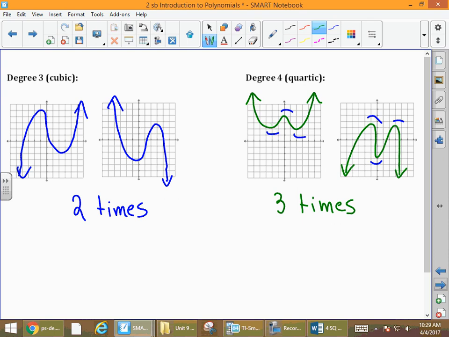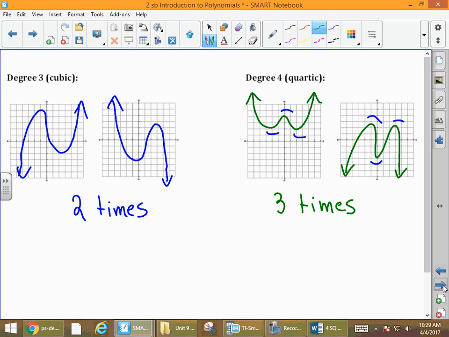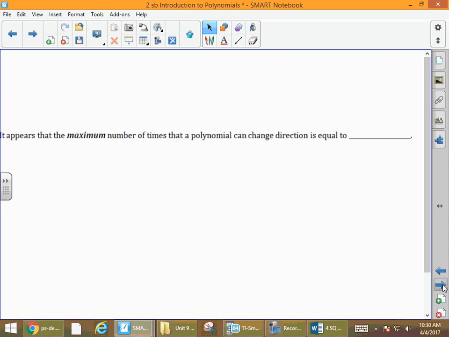So when we summarize this, again, back here, linear, we had 0 changes, 0 turning points. Quadratic, we had 1. A cubic, we had 2. A quartic, we had 3. In general, there's a pattern. What do you think it is? Matthew?